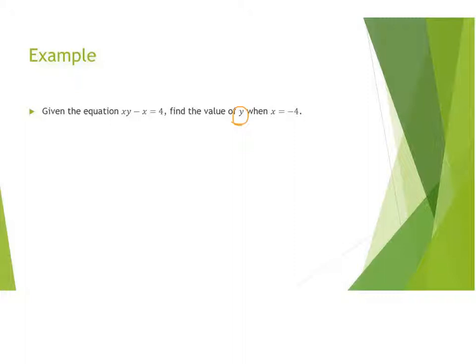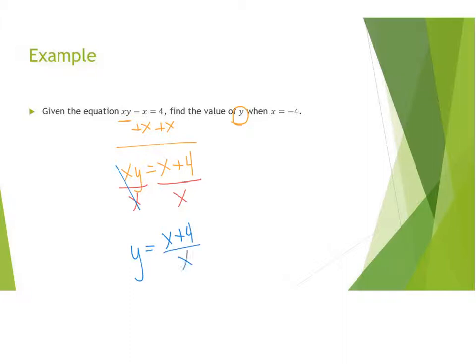So if I want to get y by itself, I do this first: I'm going to add x to both sides, which is going to give me xy equals, and if I do the descending order there, x plus 4. And my next step, if I want y by itself, is going to be divide by x. This time I'm just going to divide the whole thing by x and leave it x plus 4 over x. So there's what y is.